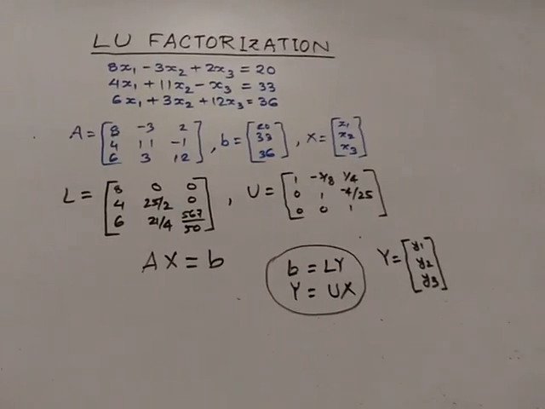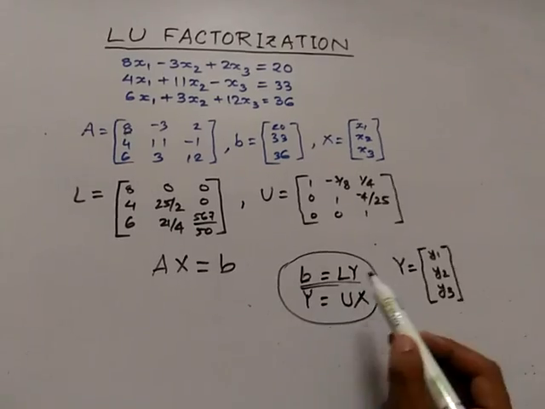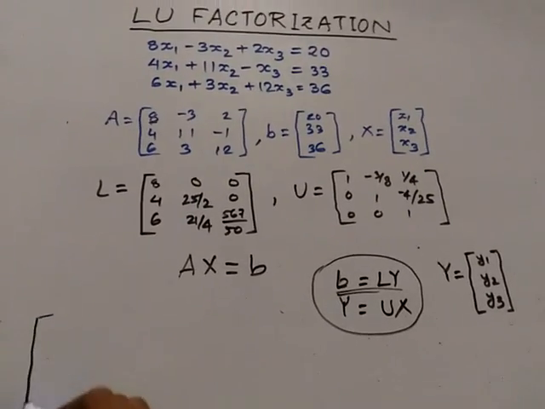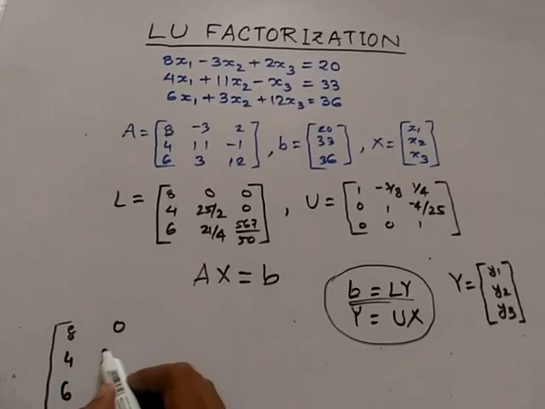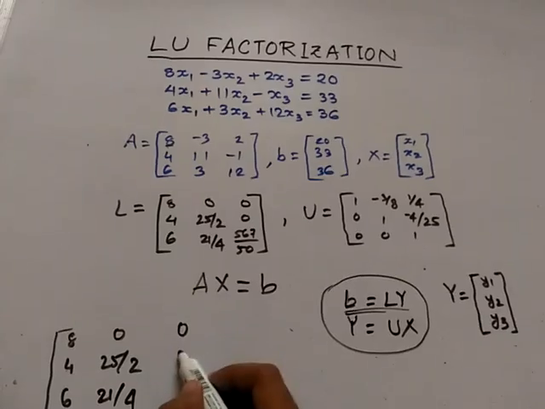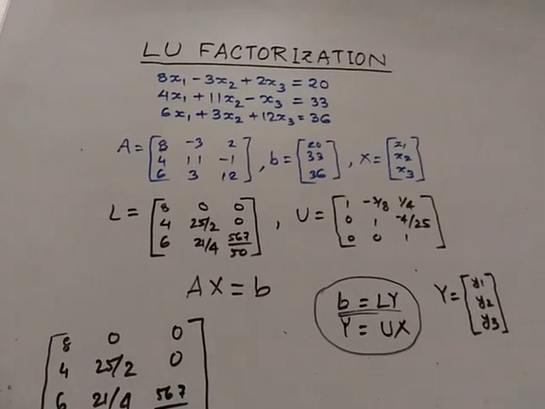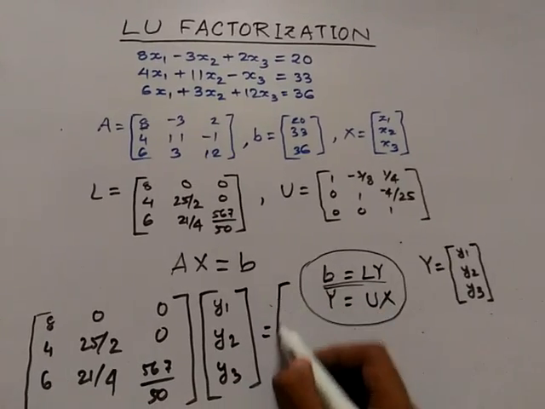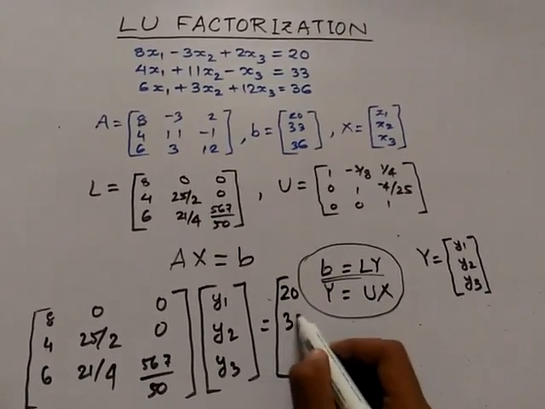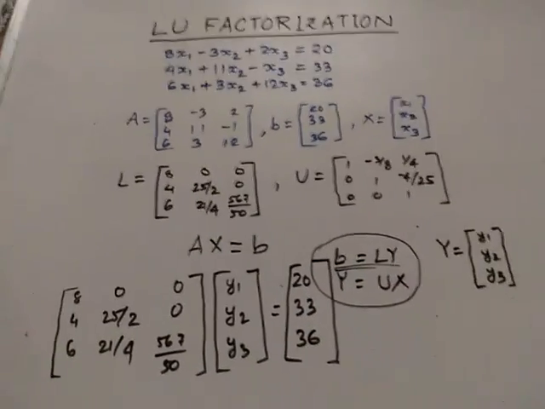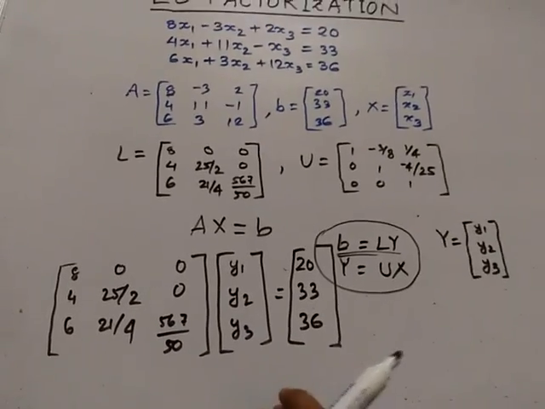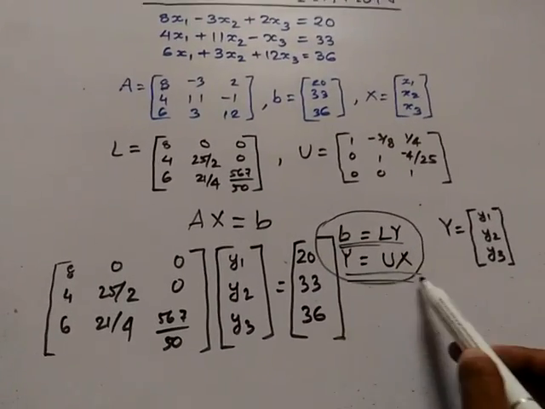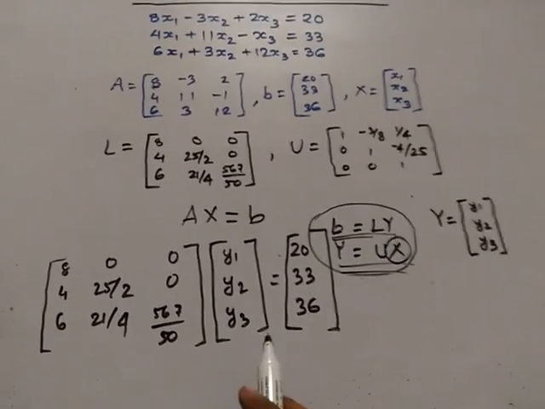First of all we will solve the expression B equals Ly. So we will write the expression in matrix form. L, that is 8, 4, 6, 0, 25 by 2, 21 by 4, 0, 0 and 567 by 50, multiplied by y, that is y1, y2 and y3, is equal to B, that is 20, 33 and 36. So we will solve this expression in matrix form and we will get the values of y1, y2 and y3. After getting the values of y1, y2 and y3, we will solve the other expression to get the value of x. So now let us solve this expression.